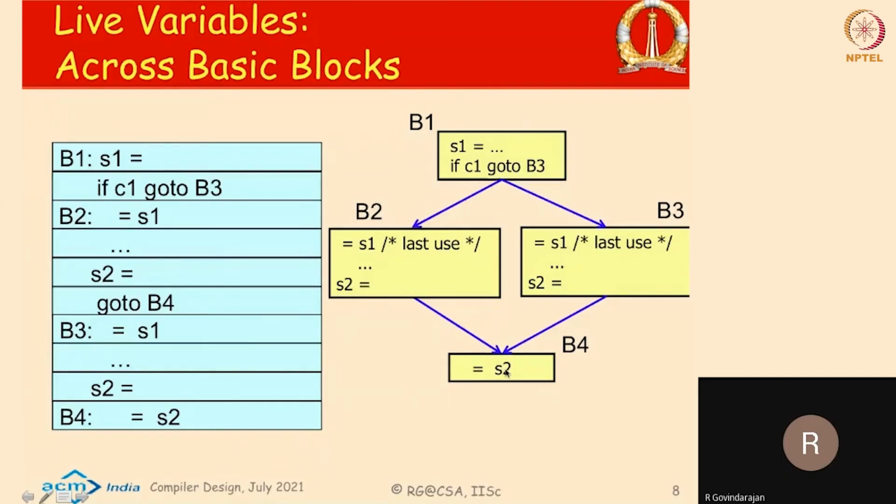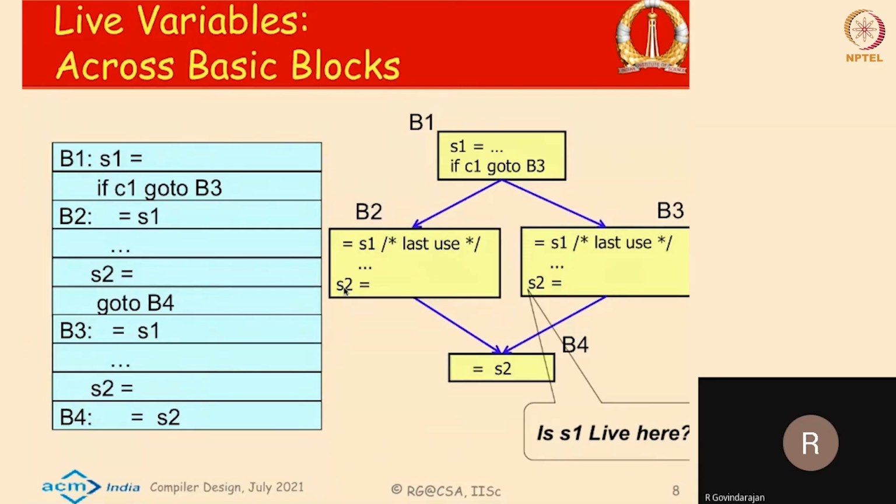Now let's look at the variables S1 and S2 here. The question is: is variable S1 live at the program point where S2 is getting defined? Sorry, let me go back. You can see that this variable S1 is defined here. If you go through this basic block, this is its last use, and if you go through this other basic block, it is also its last use. So obviously at this point in the program, because this is the last use of S1, S1 is no longer needed here, so S1 is not live there. Similarly, if you look at this one, here also S1 is not live.